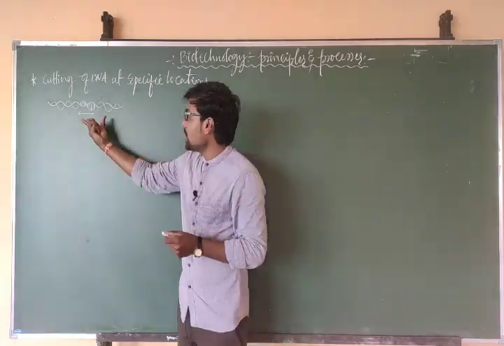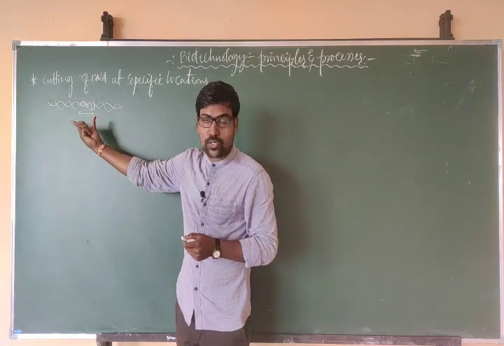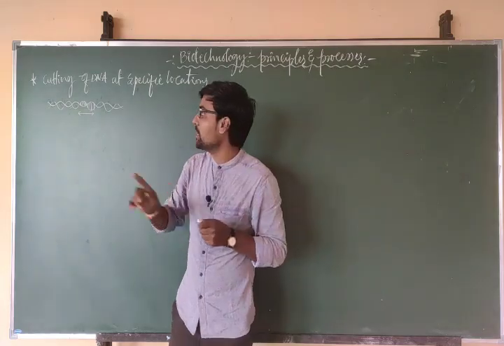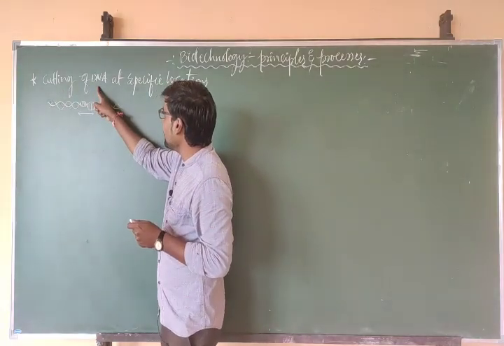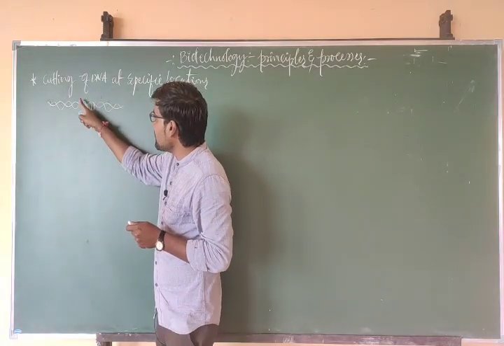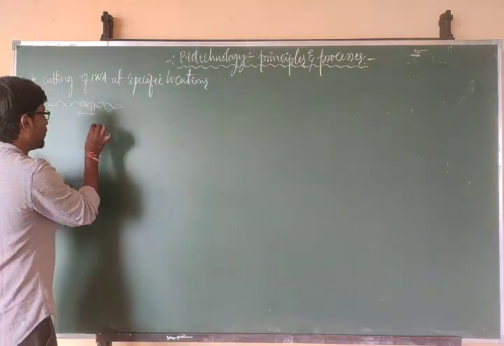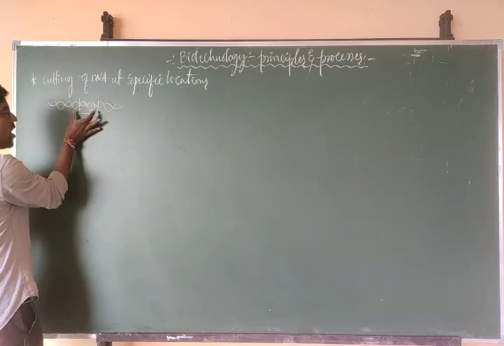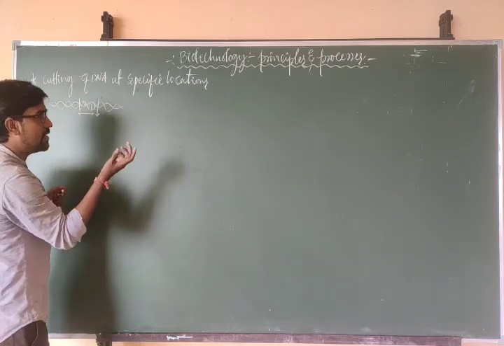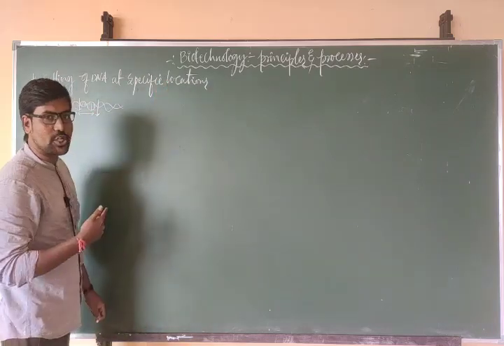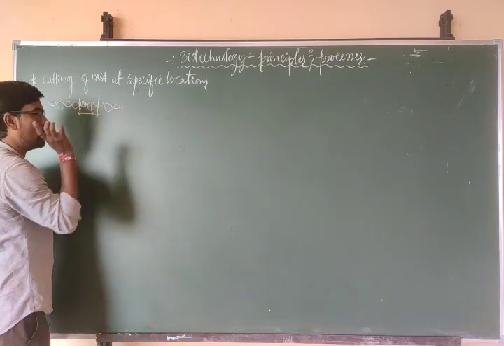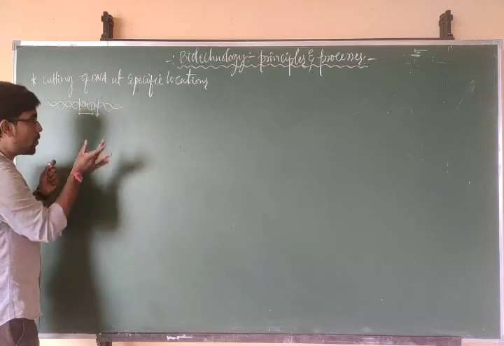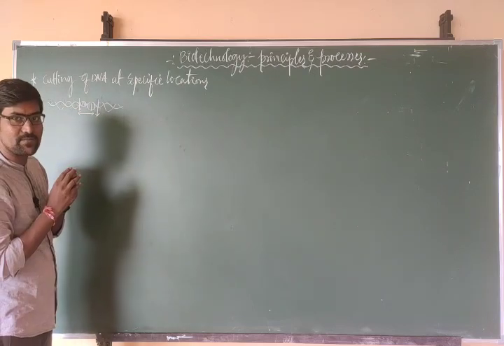But the gene is not present alone. It is present in the total DNA. That means we have to cut the DNA at a specific place, on either side of the gene. Here and here only we have to cut the DNA. Suppose if we cut the DNA here, it is of no use, because we want only this piece.